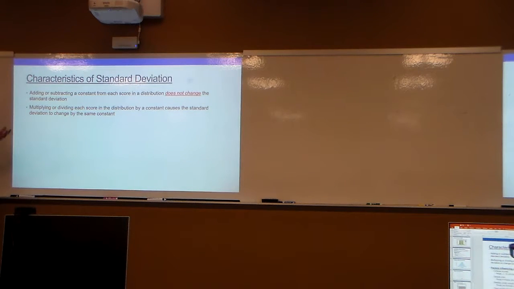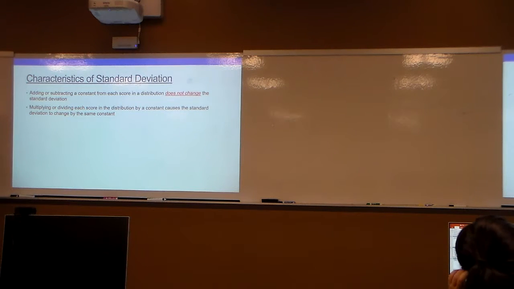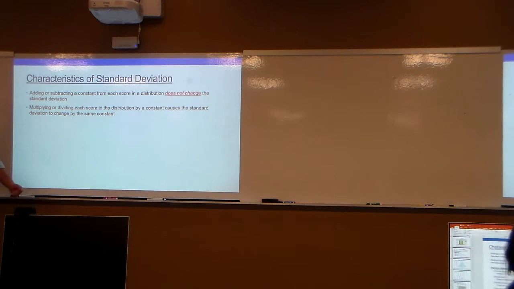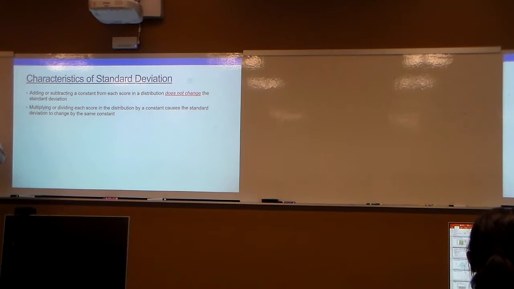I can add 10 points to every score in the distribution. Is that going to change my mean? Yep, it'll change the mean. It'll increase the mean by 10 points, but it's not going to change my standard deviation at all, right? But if I multiply or divide each score in a distribution by a constant, then I'm going to see a change in the standard deviation by that same constant. I'm measuring something in inches, and I have a standard deviation of 12, and I decide to convert that measure to feet. What's my standard deviation going to be? 1, right?